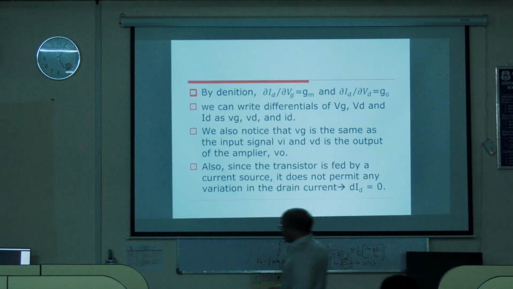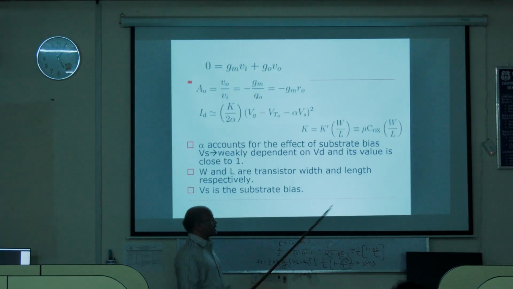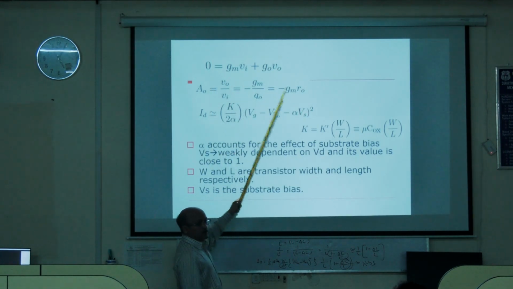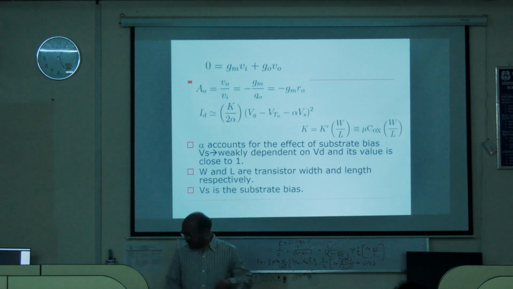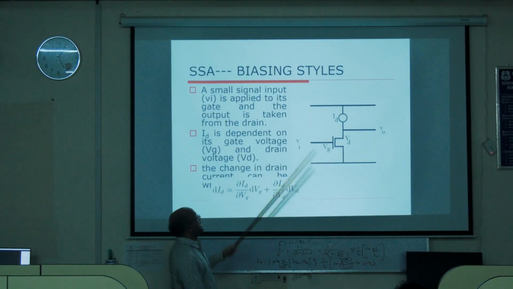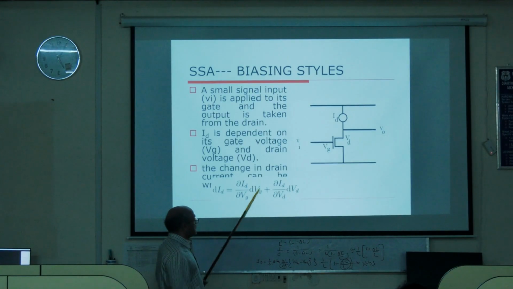Since I connected a constant source, dID is equal to 0. I'll start writing the equation: dID is equal to 0. Now whatever I put there earlier, dVd and all, I'm trying to replace with small-signal quantities. This is ∂ID/∂Vg, which is gm, and this dVg I'll write as small v, which is actually vi. And this is g0, and this is v0, small.